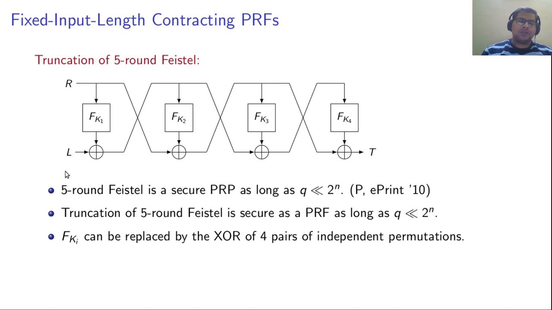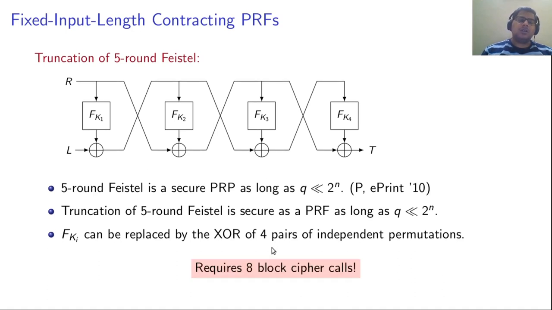Basically we want a block cipher based construction. So we have to replace these F functions with some block cipher based construction. If you directly replace it with the block cipher, then actually this security result does not hold as of now. There is no result on 5-round Feistel with the block cipher that proves it to be optimally secure or n-bit secure. So what we can do at best is replace it with XOR of permutations, so that the resulting construction will again be a PRF. But in that case we have to apply 4 pairs of independent permutations, and that will result in 8 calls to the block cipher.